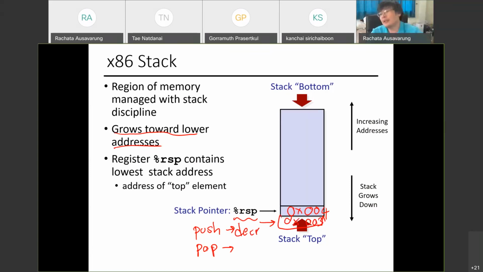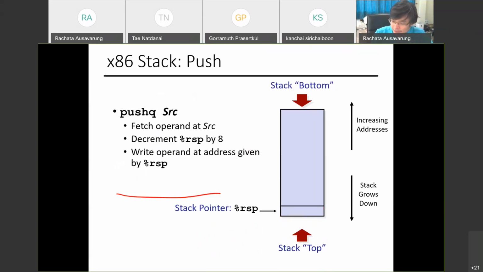When I pop, which means I take something out, I would then increment my RSP. RSP acts like the top pointer when you implement the stack in C, or like the top variable when you implement the stack in Python or Java. And as I said, this contains the top element. So this is what happens when you push the source in.